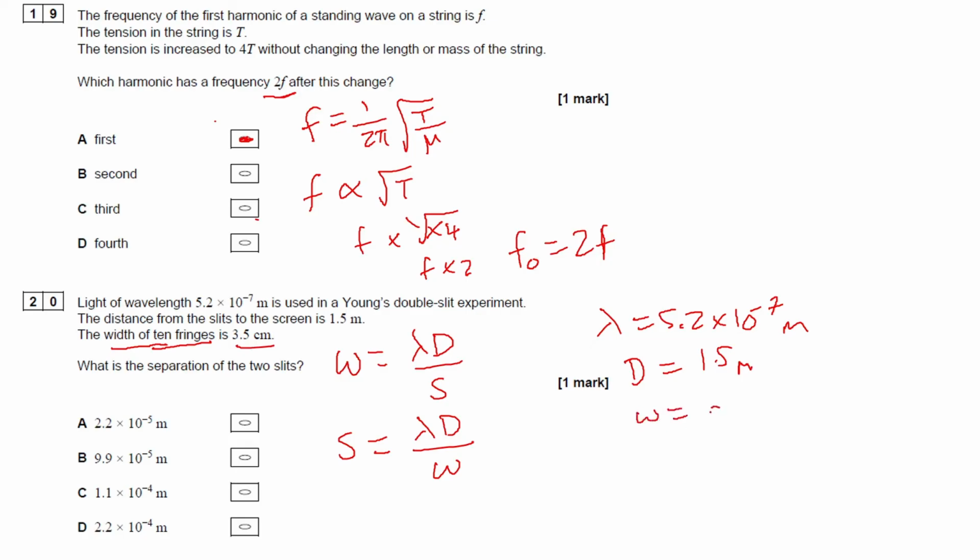So W is 0.35 times 10 to the minus 2 meters, converting centimeters to meters. Putting these numbers into this equation, you get S equals 2.23 times 10 to the minus 4. So you're left with D as the correct answer here.